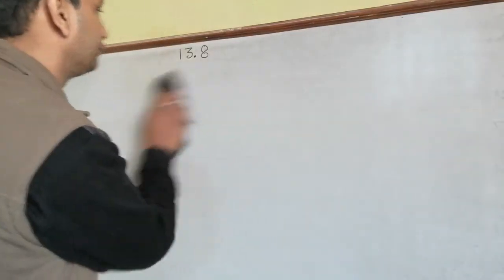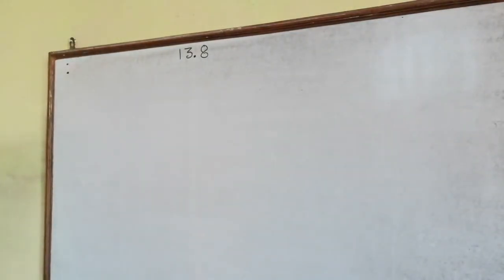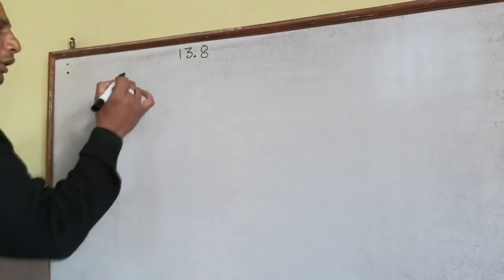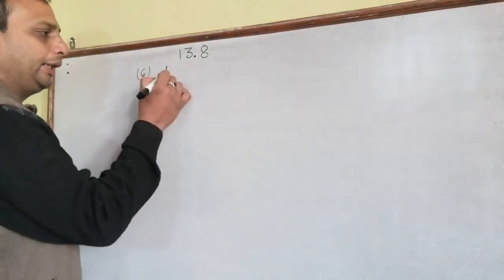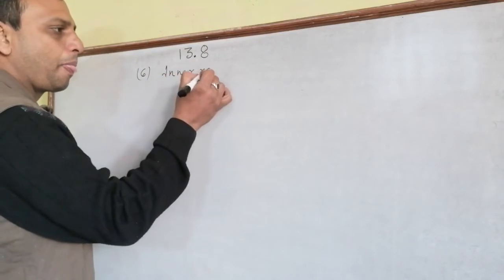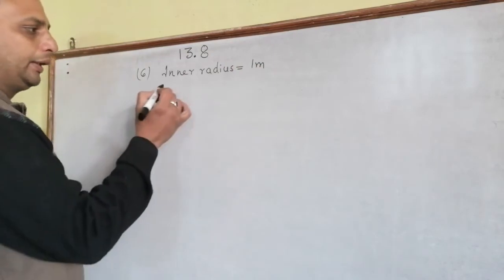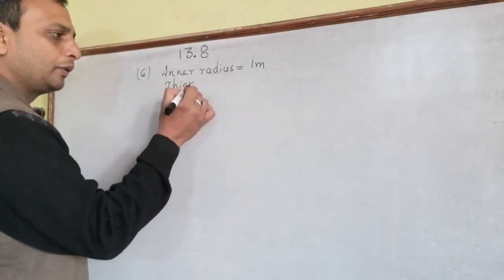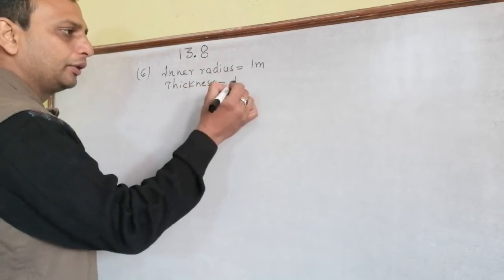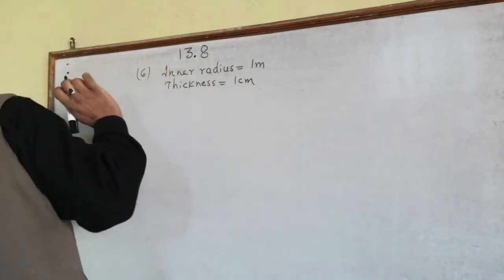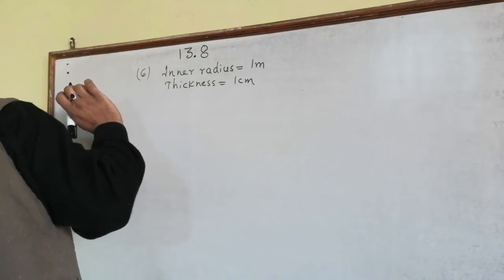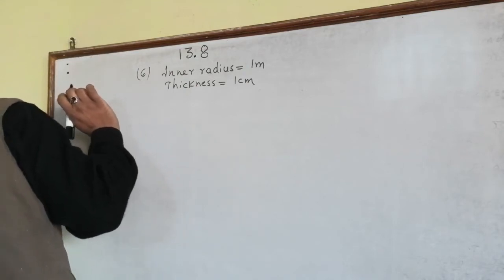Now question number 6. In question number 6, there is a hemispherical tank made up of iron sheet, 1 centimeter thick, and the inner radius is 1 meter. So the inner radius is 1 meter and the thickness is given as 1 centimeter, and we have to find the volume of the iron used to make the tank.